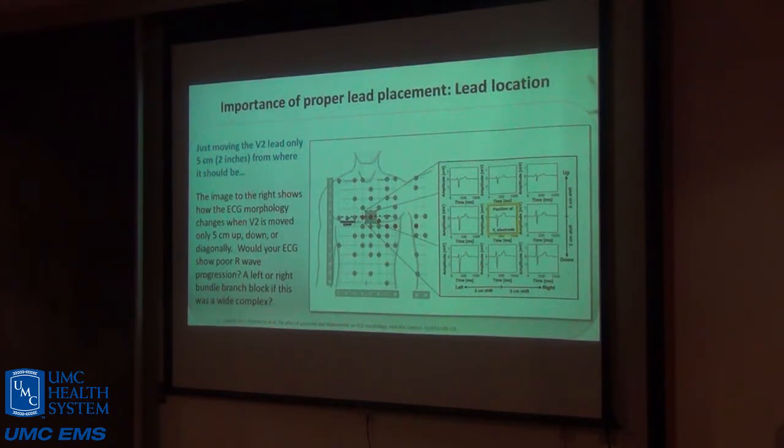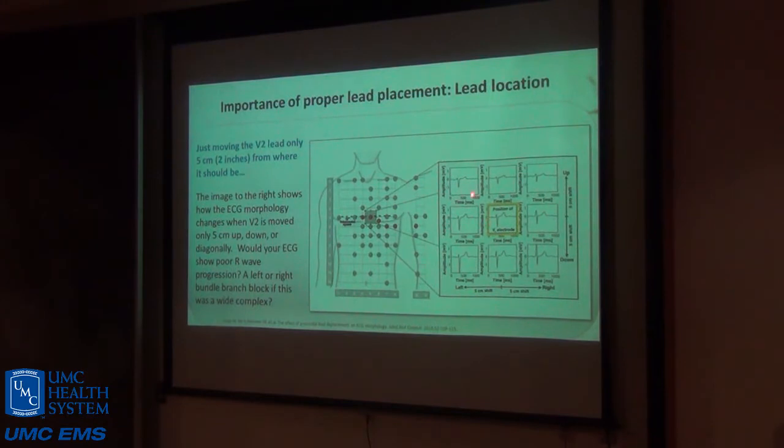Once again, this is a reflection of moving the V2 only 5 centimeters one way or the other. You can see the progression. This is where it should be right here. And you can see the progression of what you're looking at. My QRS complex here is very weak. I'm not getting a good look at my T-wave at all.